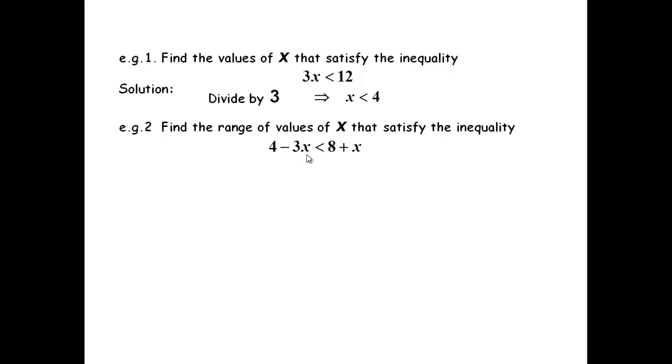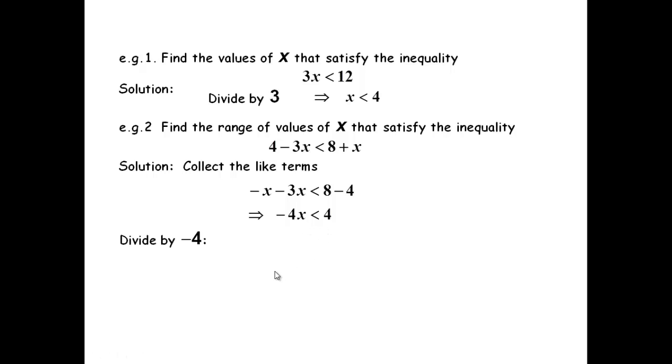We've got 4 minus 3x is less than 8 plus x. If we collect the like terms on one side, we subtract x from this side, which means we get minus x on this side, and subtract 4 from this side, and we have to do the same on the right hand side, so we get -4 there. We end up with -4x is less than 4. We divide by -4, so remember that this then reverses the inequality.